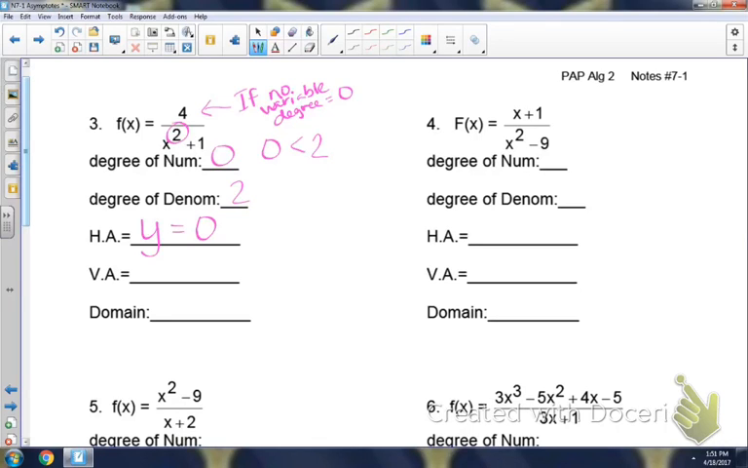Vertical asymptote, we already talked about it. X squared plus 1, there's not anything squared that, when we add 1, would give us 0. So there would not be a vertical asymptote. Domain is all real numbers because nothing causes your denominator to be 0 there.